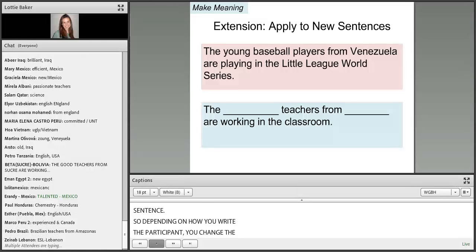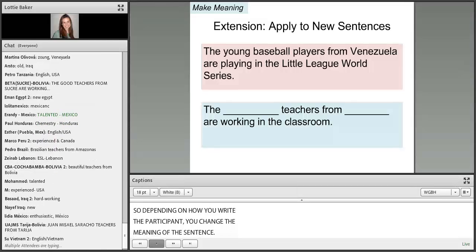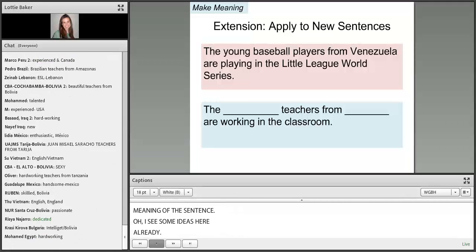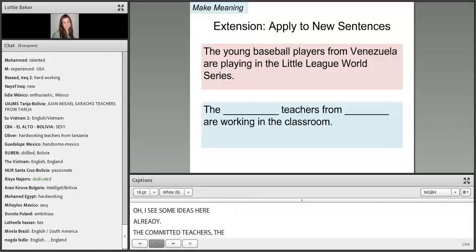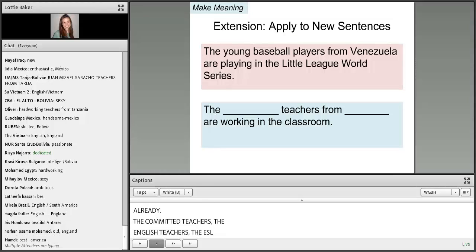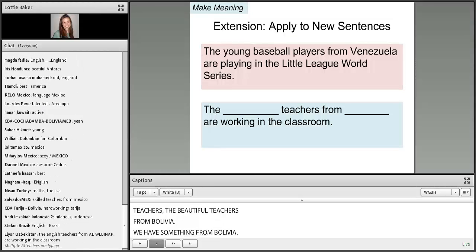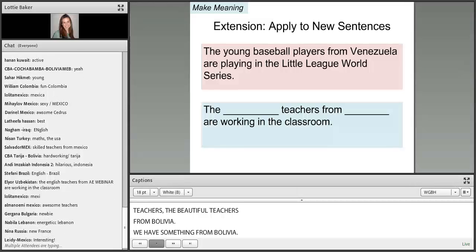Oh, and I see some ideas here already. The committed teachers, the English teachers, the ESL teachers, the beautiful teachers from Bolivia. That's someone from Bolivia. The hardworking teachers, enthusiastic teachers from Mexico. Great, great thoughts.